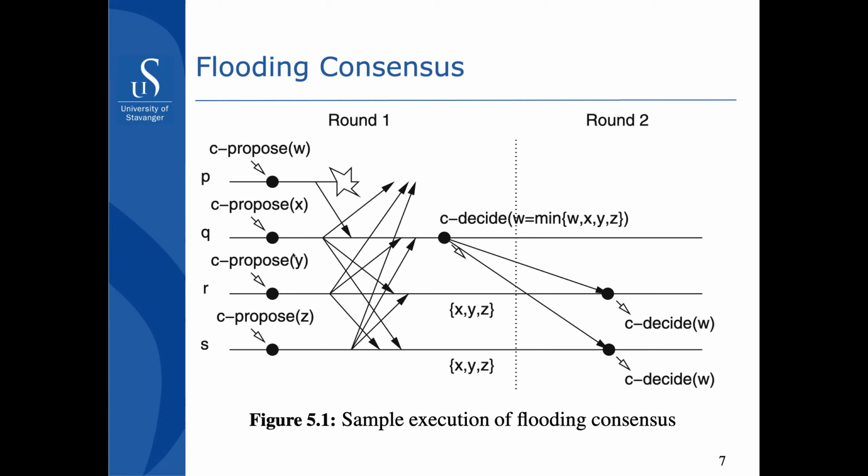But since this condition with no crashes is detected for process Q, it's already deciding on this value in round 1. So it's calling decide on the value w. It's kind of under this dotted line for some reason. I don't know why they didn't move it, but it's deciding on the value w, and the reasoning behind that is that it is the minimum of these values. And only in round 2 can the 2 other processes decide, because they didn't detect any new crashes between round 1 and round 2.